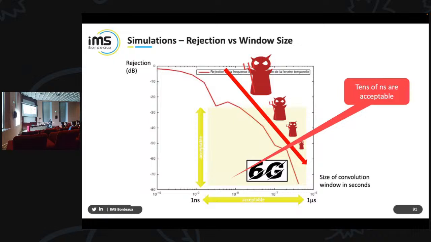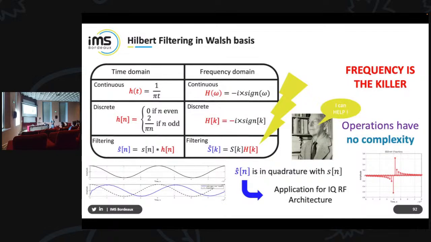We're engineers, we're here to make some trade-off, and I think nanosecond to reject 80 dB is good. Remember, we need to respect the standard, at least 60 dB. We are in that window. Tens of nanoseconds, that's acceptable. So we made it, but we said, okay, why not do this signal processing using the Walsh mathematics? So we tried to mix Hilbert and Walsh.